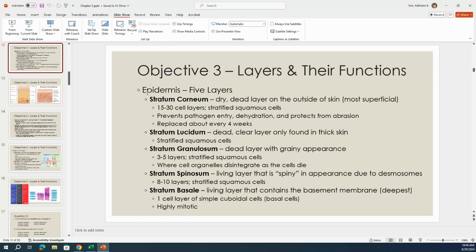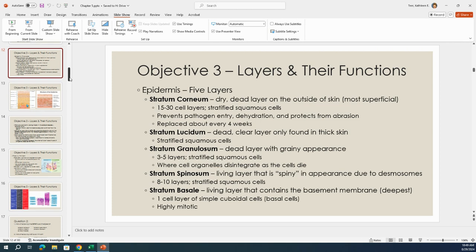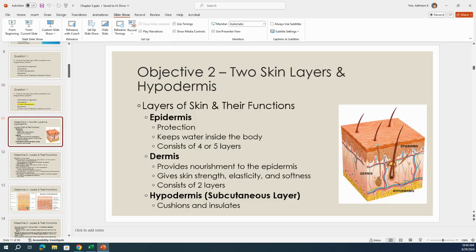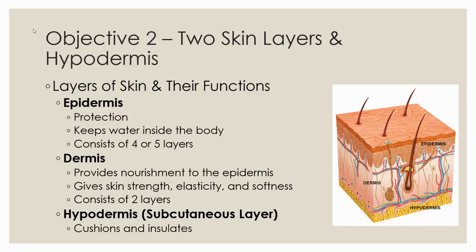So this video is going to cover the layers within the layers. In Objective 3, we're going to look at the layers of the skin and their functions. So remember, we have three main layers. Just to kind of go back, we have three main layers. We have the epidermis, dermis, and hypodermis. Only the epidermis and the dermis make up the skin.